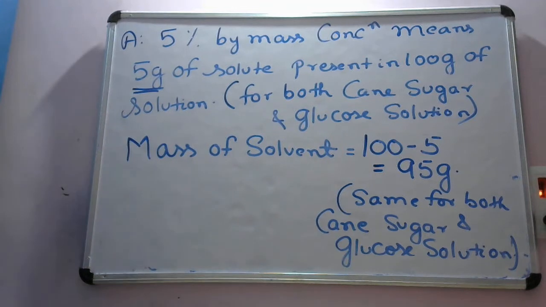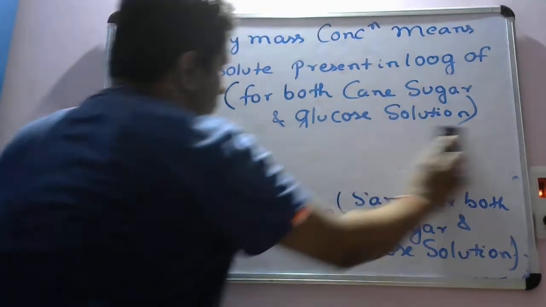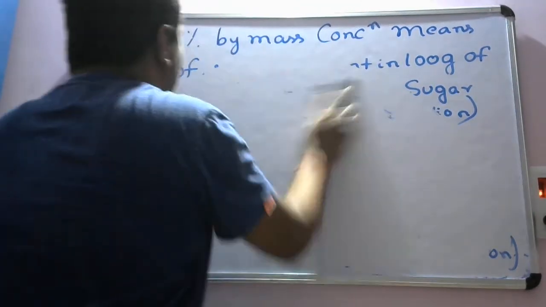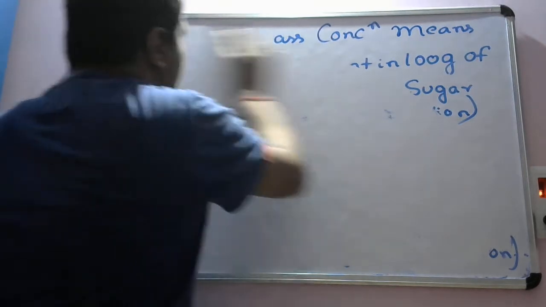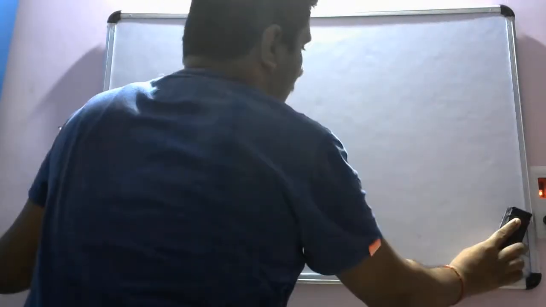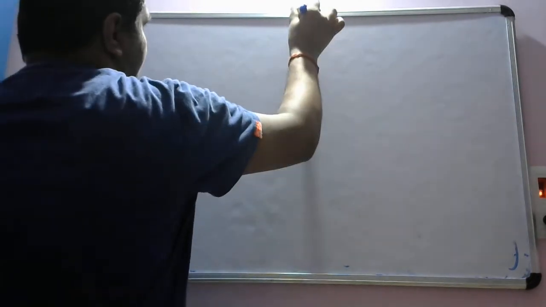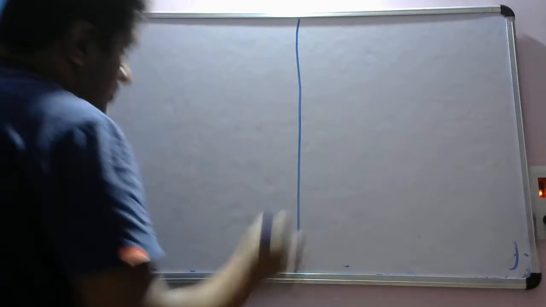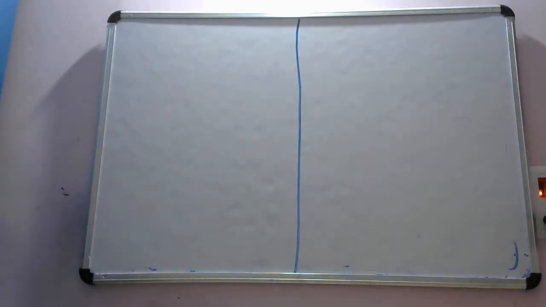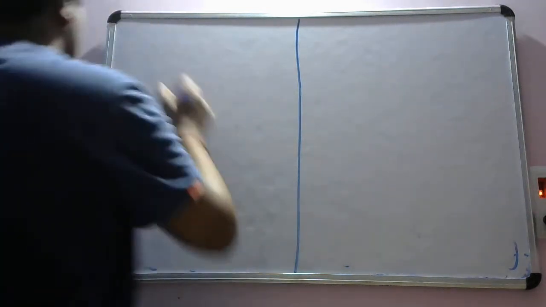Okay. Now the next step. Since we have two types of solution, there will be two calculations. So I am dividing into two columns so that I will do the two calculations simultaneously.